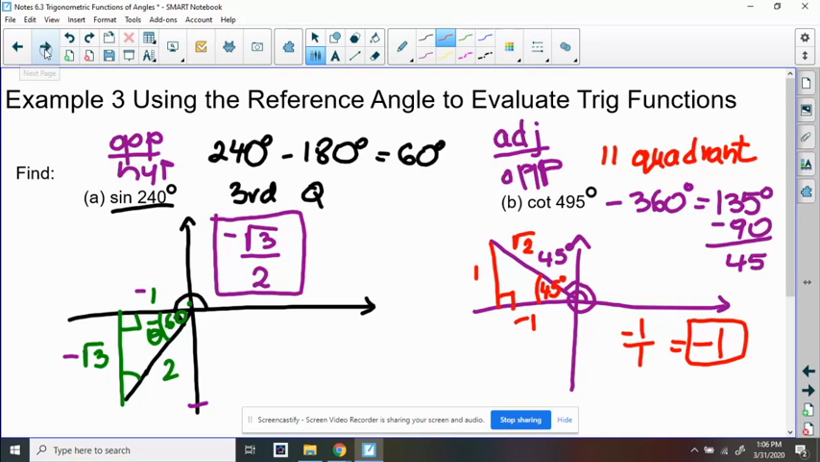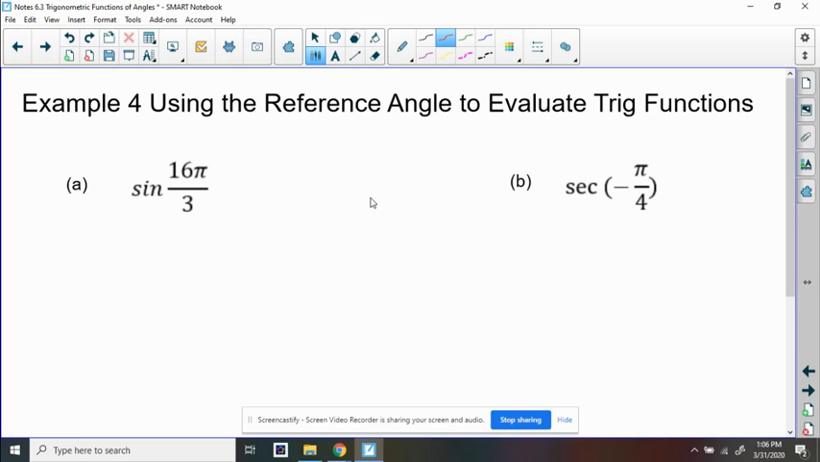Example 4, using again the same thing, using the reference angles to evaluate trig functions, but now we have angles in radians. So over here, how do we do that? So we can definitely see we went more than a circle in 16 pi over 3. And how can we look at that? Because sometimes the radians are a little more difficult to understand and figure out where we are with that angle. So let's think about it this way.